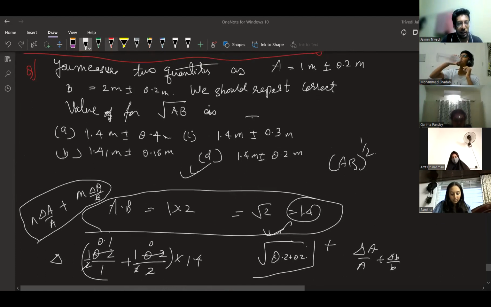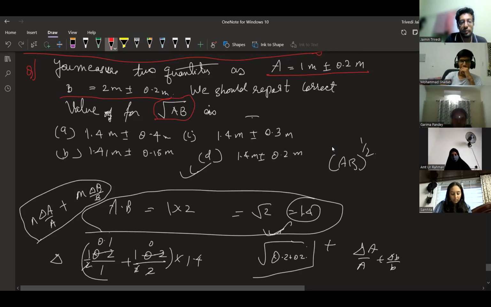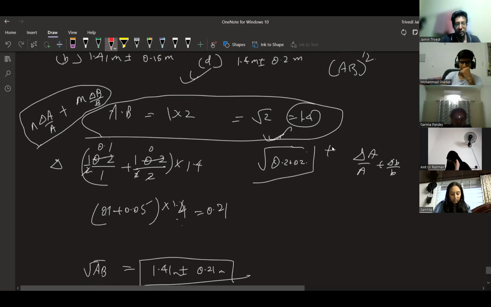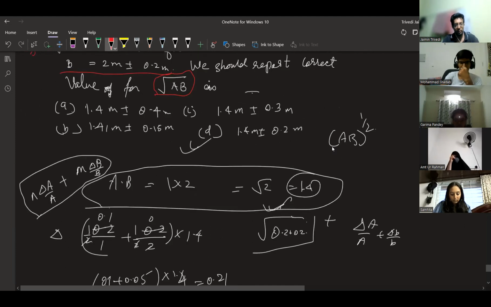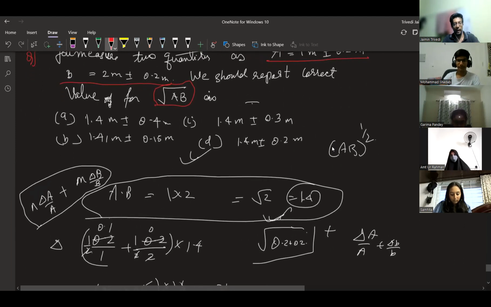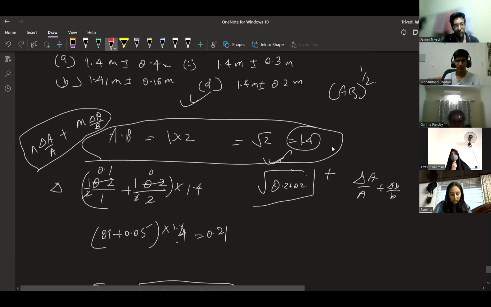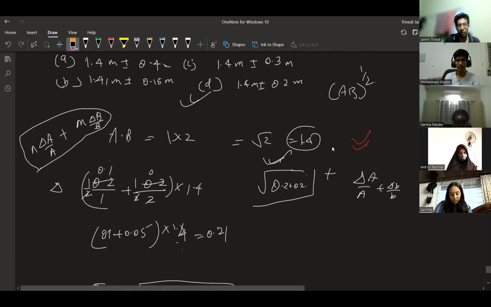Okay, so what's the question given here? A value is this one, B is this one with the error. Now I want the value to be reported as under root AB. Sir, I got that afterwards. Now AB, first we need to find the multiple of this one. So 2 into 1, the first part is always we multiply this one, A. We are finding the multiple of AB. 2 into 1 is 2. So under root 2 is 1.4. I think everyone got this also.